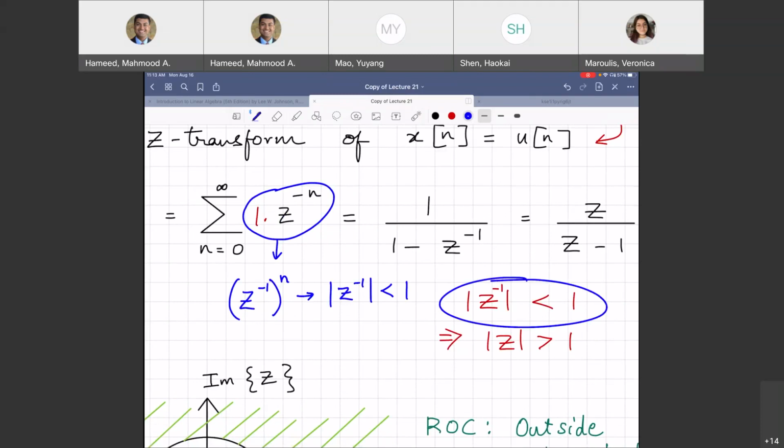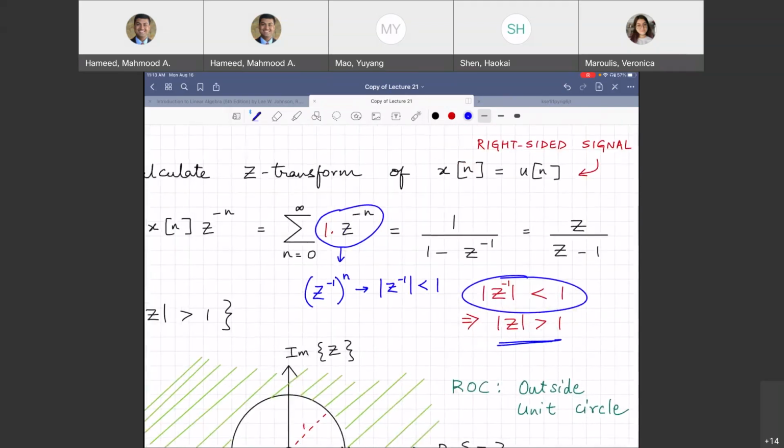And you can rearrange it to write that as magnitude of z should be greater than 1. But if magnitude of z is greater than 1, what does it converge to? Well, 1 divided by 1 minus r, based on the formula. So you know what r is, z to the negative 1, plug it in there, simplify, you will see z divided by z minus 1.